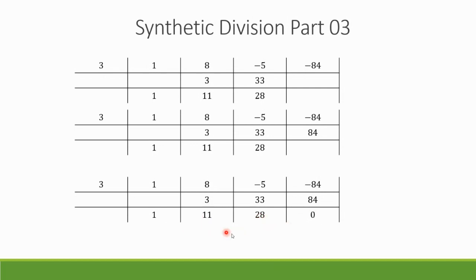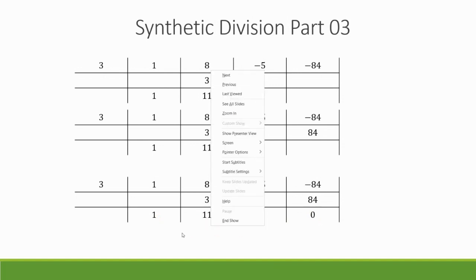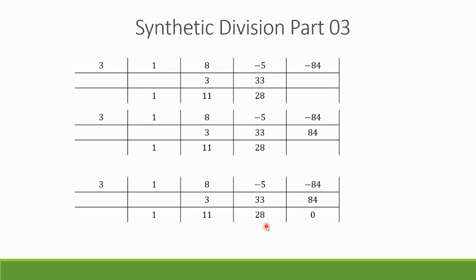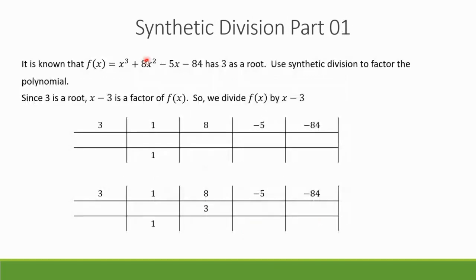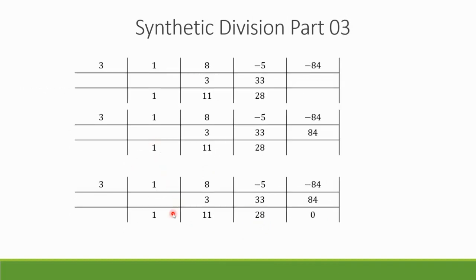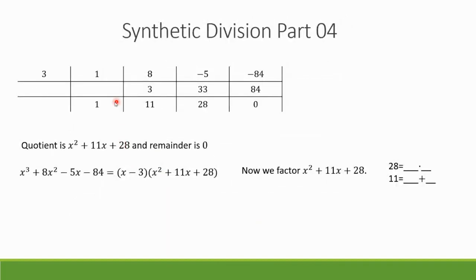These numbers are the coefficients of our quotient. And the quotient is always 1 degree less than the dividend. Our dividend is our polynomial, right, here. X minus 3 is actually the divisor. This is degree 3. So the quotient is degree 2. So the quotient is going to be x squared plus 11x plus 28. And the remainder is 0.